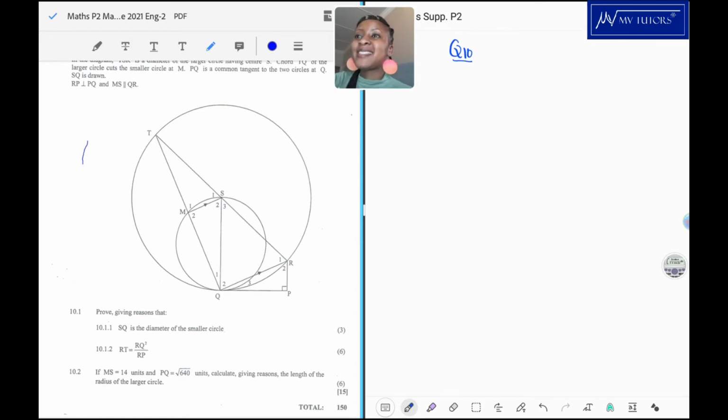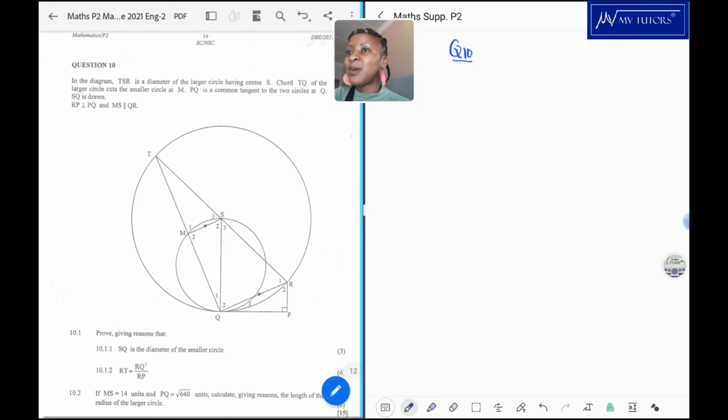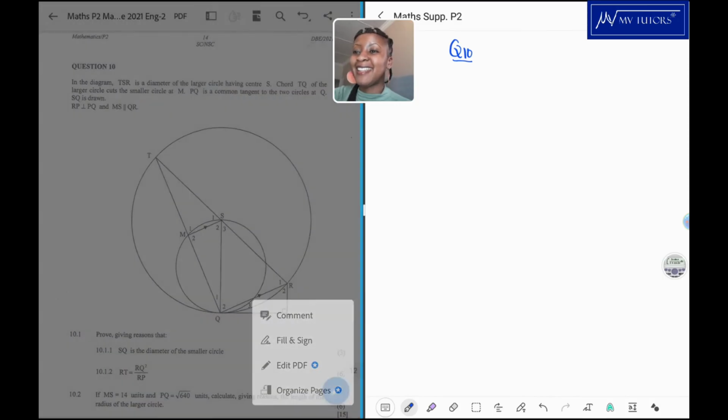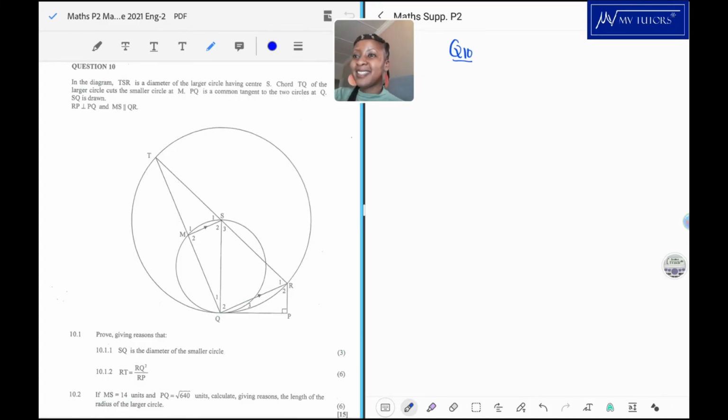Oh my goodness, this thing is failing me. I can't actually move it lower. Okay, let's try again. It is such a hassle to comment using PDFs. They take a while, and yeah.